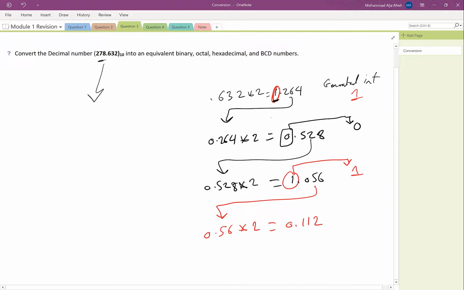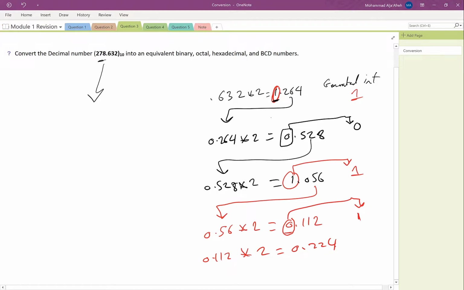So if I strip this one, it will be 1. And then I have to take 0.112 and multiply it by 2 again, and this will be equal to 0.224.